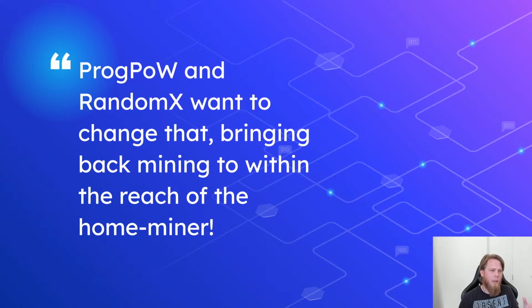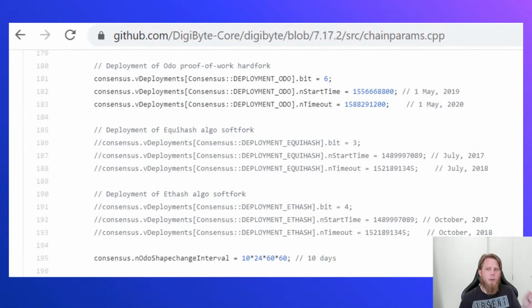Now, again, a quick little bit of history though. Back in 2017 with the SegWit upgrade, the development team were looking at replacing 2 of the hashing algorithms with Ethash, which is from Ethereum, and Equihash from Zcash. Now you can see this in the source code for the releases, this one in particular being for 7.17.2.